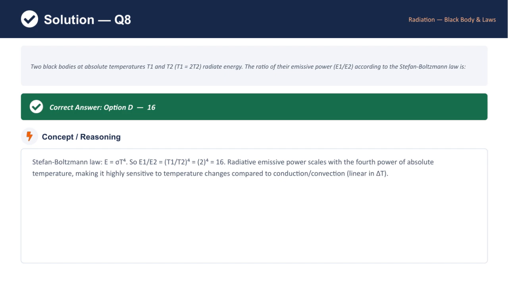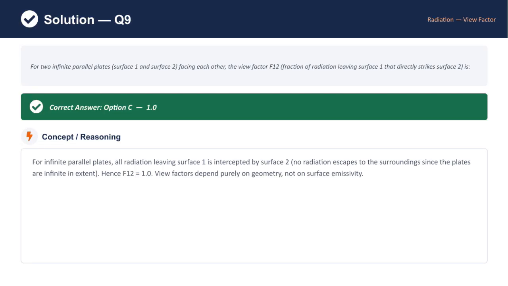in radiative energy emitted. Here we are looking at the concept of the view factor in radiation heat transfer, specifically for two infinite parallel plates facing each other. The view factor, denoted as F12, represents the fraction of radiation leaving surface 1 that directly hits surface 2. For infinite parallel plates, the key point is that all the radiation emitted from surface 1 is intercepted by surface 2 because the plates extend infinitely and there are no gaps or edges where radiation can escape. This means the view factor F12 is equal to 1.0.